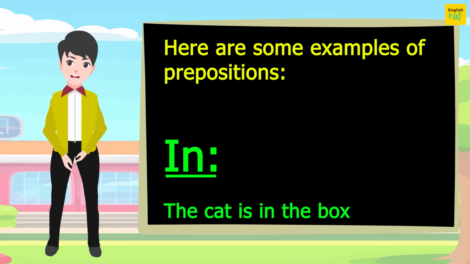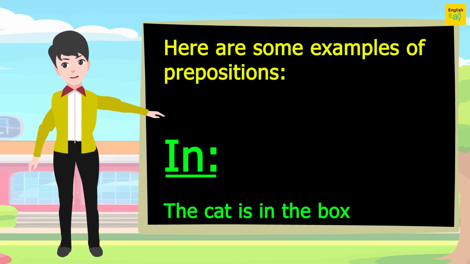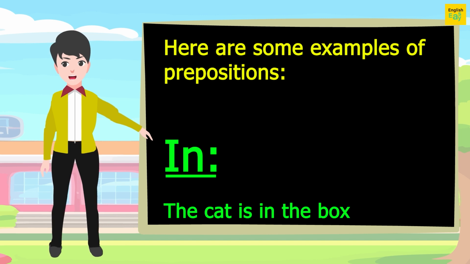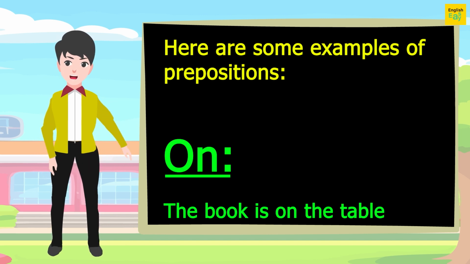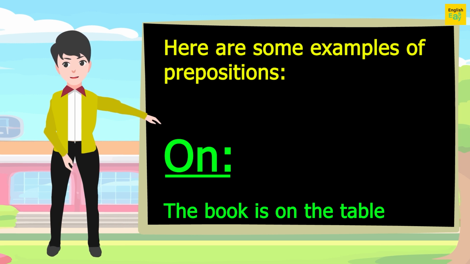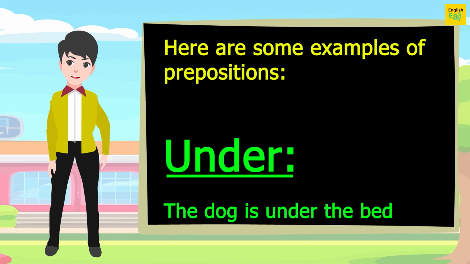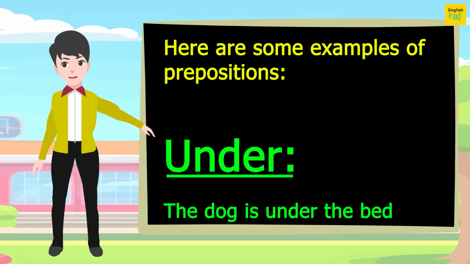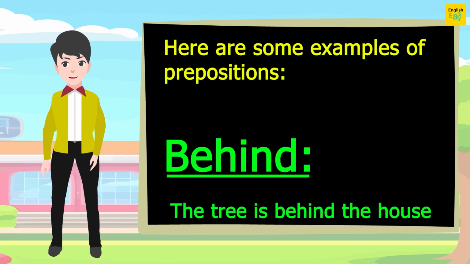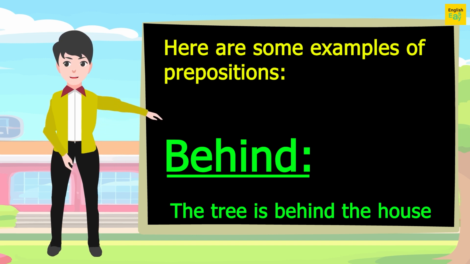Here are some examples of prepositions. In. The cat is in the box. On. The book is on the table. Under. The dog is under the bed. Behind. The tree is behind the house.